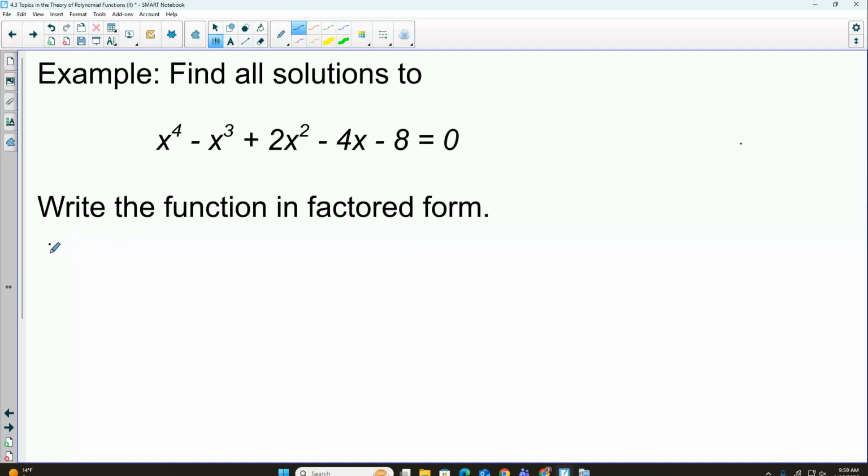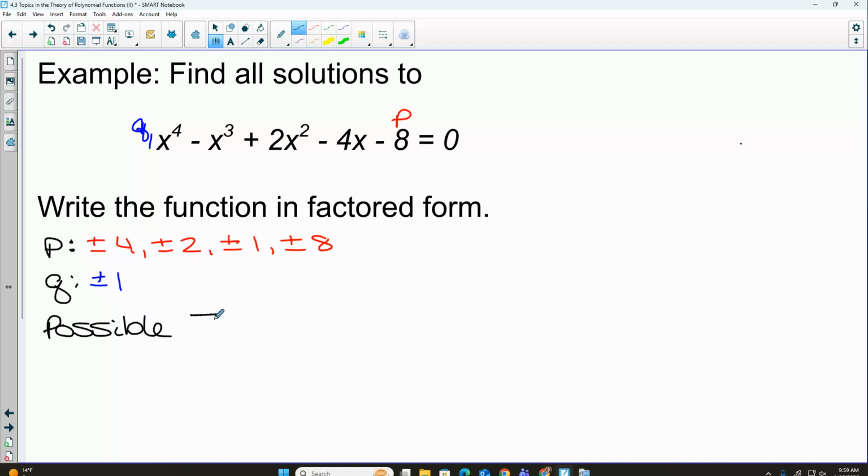What is my p value? Negative 8. What's everything that goes into 8 evenly? 4 and 2, 1 and 8. Okay, q. Where do we look for the q? It's just this leading coefficient. X to the 4th, that's just like a 1x to the 4th. So the only things that go into 1, plus and minus 1.